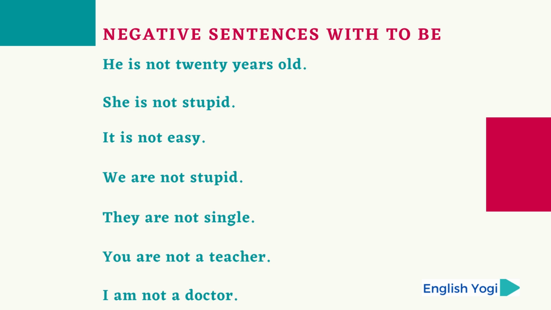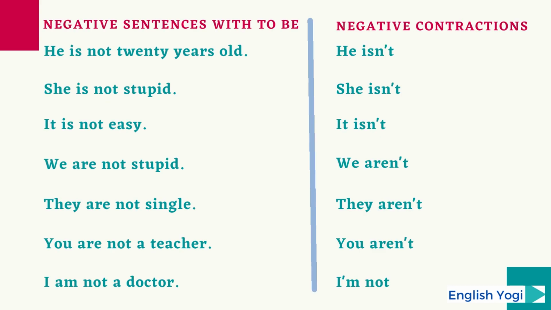And what is the structure of negative sentences with to be? That is the subject, then the to be form according to the grammar, according to the tense, and after that we will use not, and the remaining part of the sentence. So this is the structure of a negative sentence.